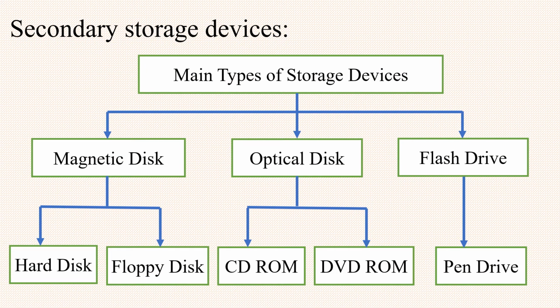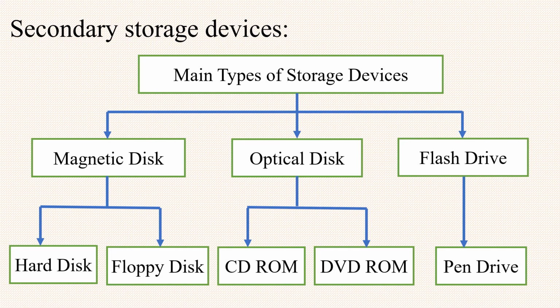Now secondary storage devices. Here we will look at the different types of secondary storage devices. They are basically divided into three types: magnetic disk, where the example is the hard disk. Hard disk is always there in your computer, so we can call it the main secondary storage device of your computer. Whenever you use the save or save as option, it will by default go to the hard disk. And the second one is the floppy disk.